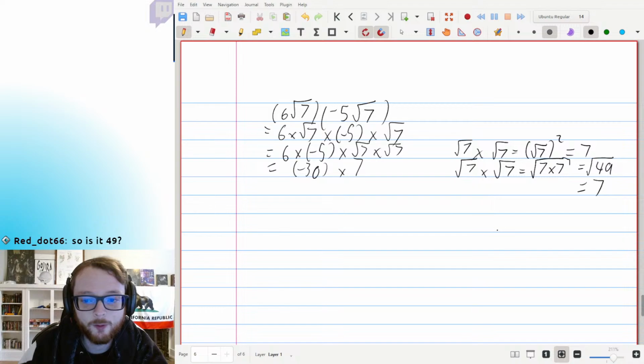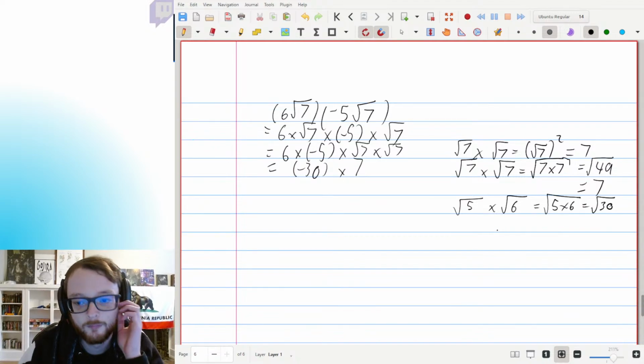This is a little bit roundabout. If I had root 7 times root 7, I would just go directly to 7 personally, but this third way is always true for any combination of numbers you want. So if you had root 5 times root 6, you could say it's one big square root: 5 times 6 is root 30. So 49 is involved in this math, but it's the square root of 49, which is 7.